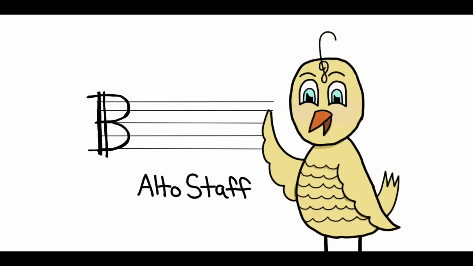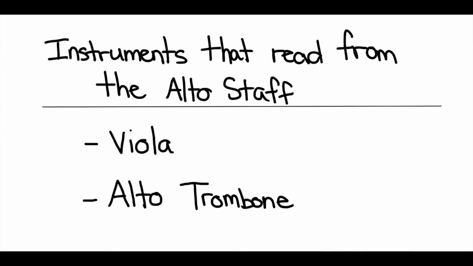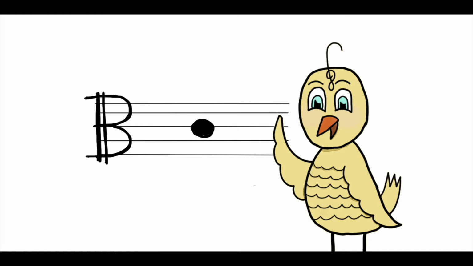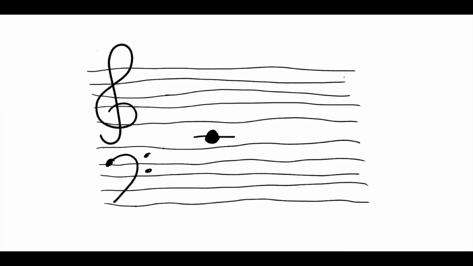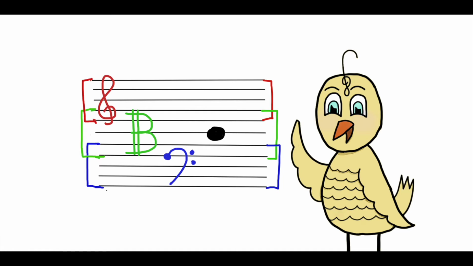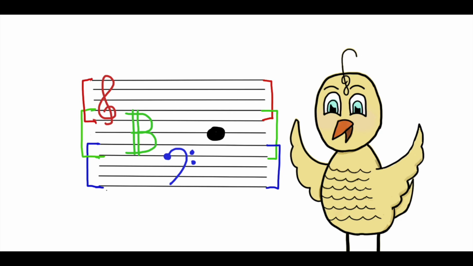This is what the alto clef looks like on the staff, and in an orchestra, these are the instruments that read from it. On the alto staff, the middle line here is middle C, which is the same middle C that connects the treble and the bass staff. This is what it would look like if the treble, bass, and alto staff were all scrunched up together, and you can see how all the notes overlap.